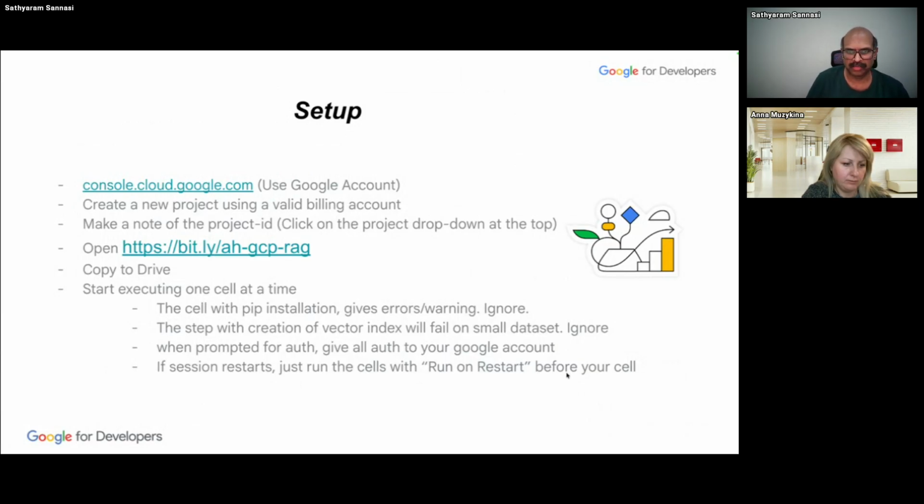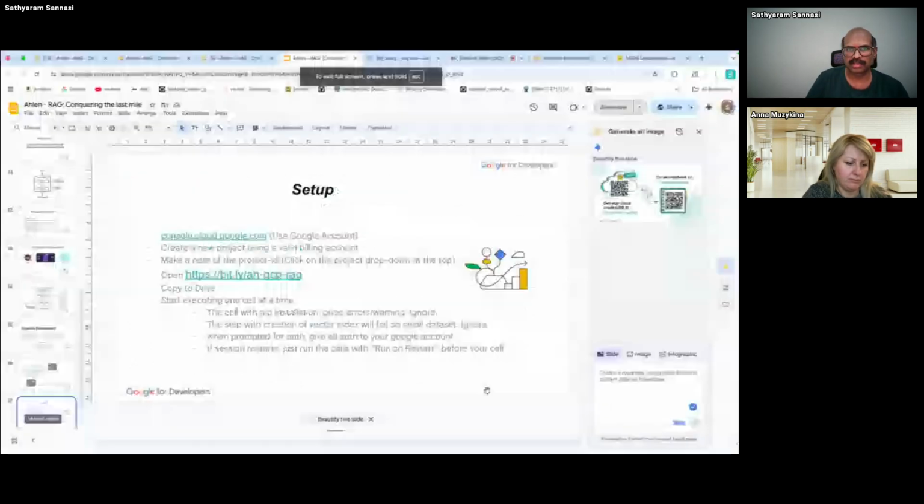You don't have to run everything. That is assuming you are sitting through in one single sitting. Colab creates background sessions, and after a particular period of time, it expires. So if you are starting today and then coming back tomorrow to complete it, then you have to run everything. But if it is within a single sitting and your session crashes for some reason, then you just have to run the run on restart cells.